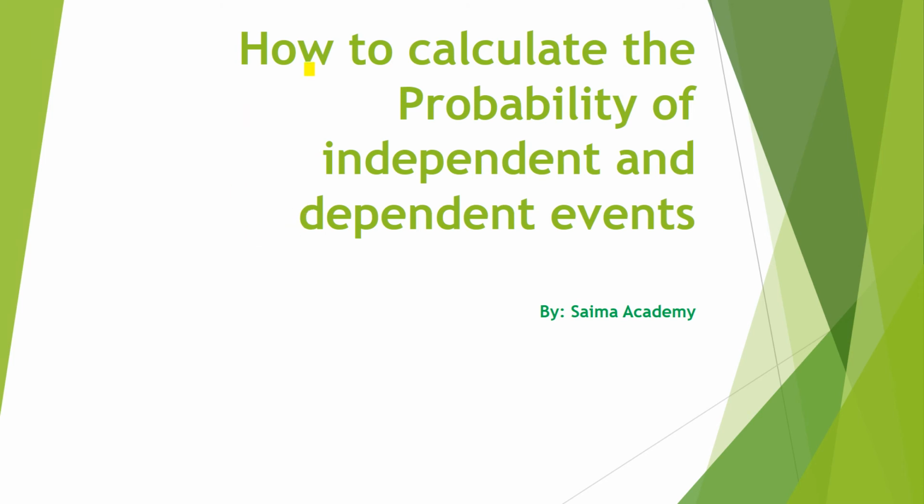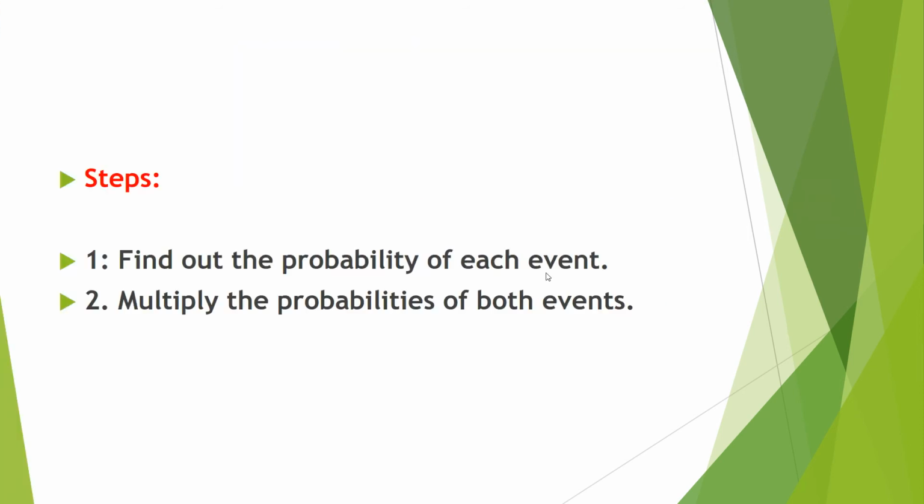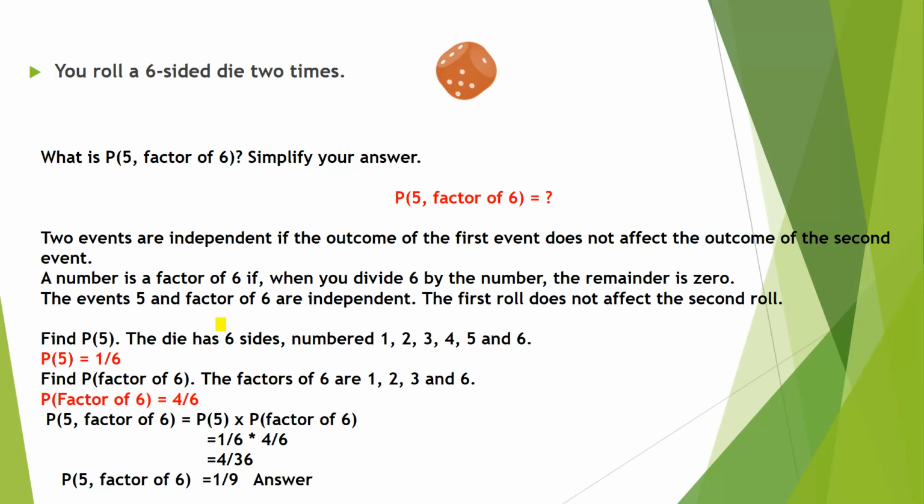In this video, I will show you how to calculate the probability of independent and dependent events. There are only two steps. First, you have to find the probability of each event, and then you have to multiply the probabilities of both events. It is very easy to calculate the probability of independent and dependent events. Here I will explain with the help of a few examples.